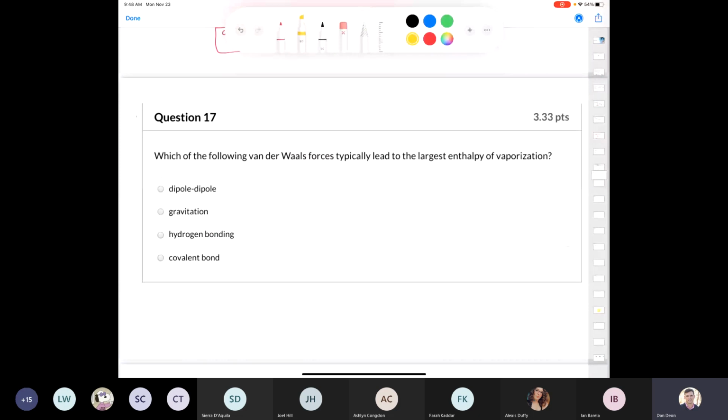Question 17. Which of the following van der Waals forces typically leads to the largest enthalpy of vaporization? Types of van der Waals forces are London forces, or induced dipole forces, whatever you want to call them, dipole-dipole forces, and hydrogen bonding.